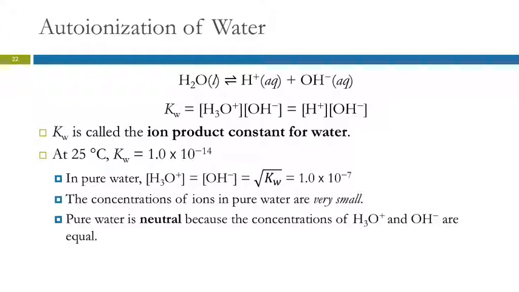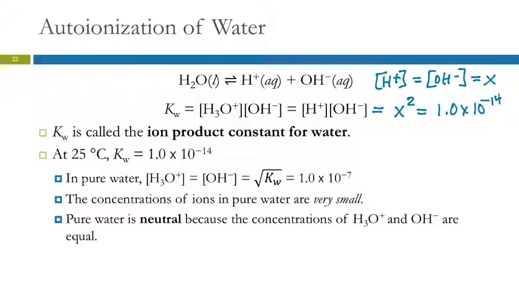So if I call this, how to explain this? So if I say the H plus concentration is equal to the hydroxide ion concentration, and I'm going to call that X, then this expression here is the same as X squared. And the equilibrium constant, this ion product constant for water, is 1.0 times 10 to the minus 14. And so if I want to know what X is, we got the square root of that. It's not any big crazy thing.